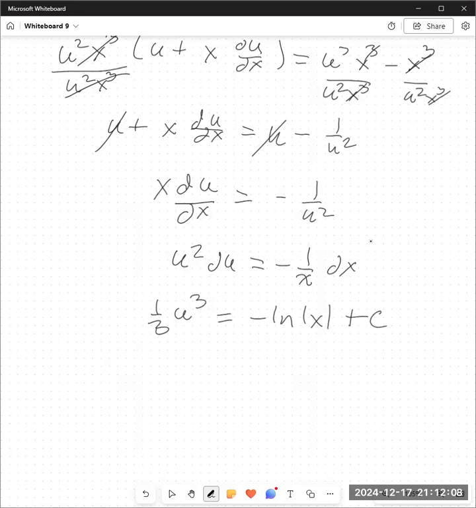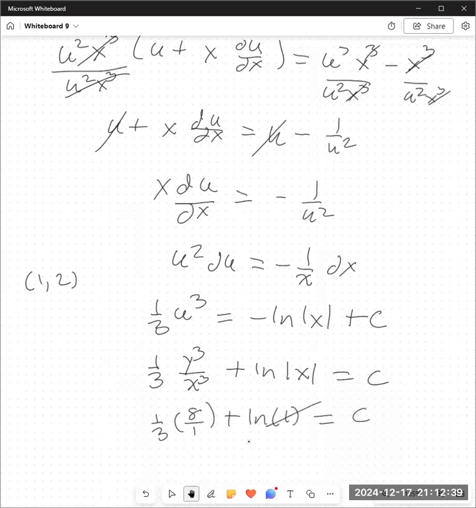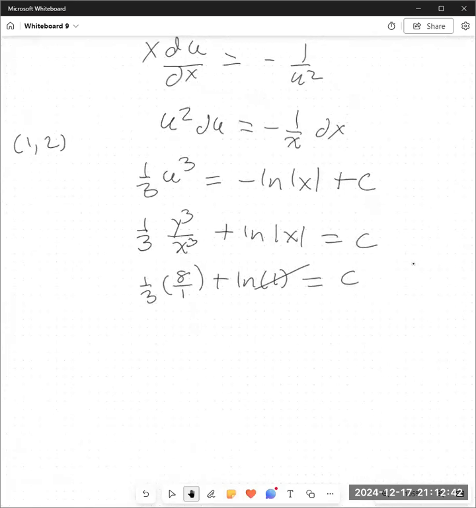Let's go ahead and make our substitution here. Y cubed over x cubed plus ln of the absolute value of x is equal to c. And let's make our substitution now. We're using the point 1, 2. So when x is 1 and y is 2, 1/3 of 8 over 1 plus ln of 1 is equal to c. 8/3 is equal to c.